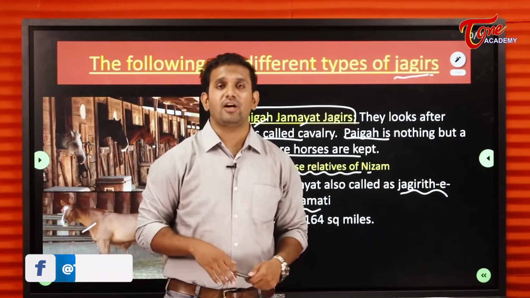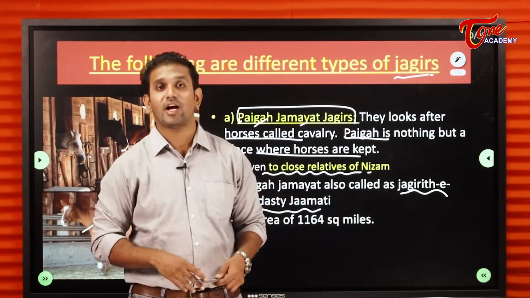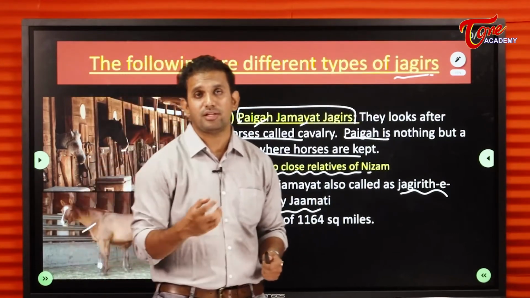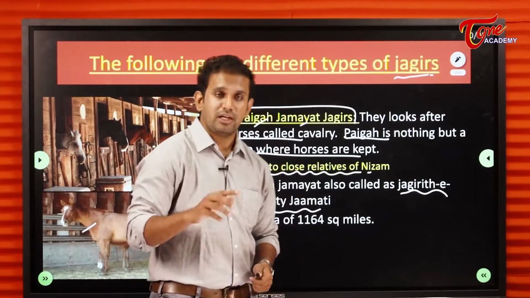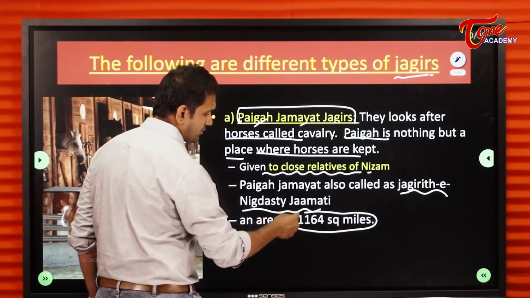How much area was given by Nizam of this type? In the Nizam state, the Hyderabad state, how much is this type of land? It covers nearly about 1164 square miles.